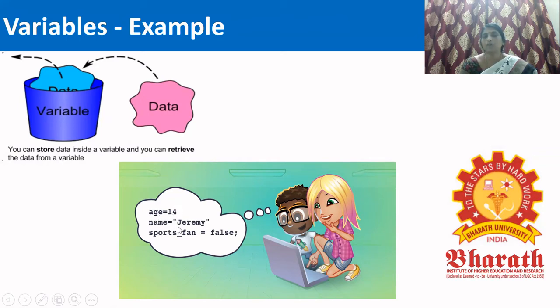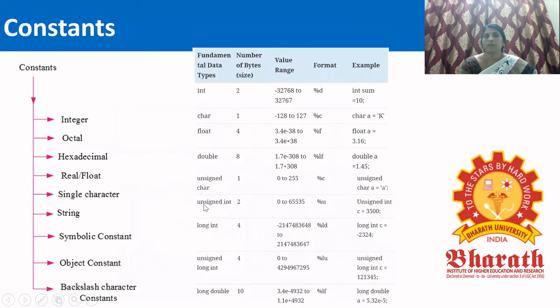Next comes name Jeremy. So it is a string, that is, it consists of characters, which is called the data type string. And then sports underscore fan is equal to false. So this is the Boolean data type, whether true or false. So these are the examples of variables.